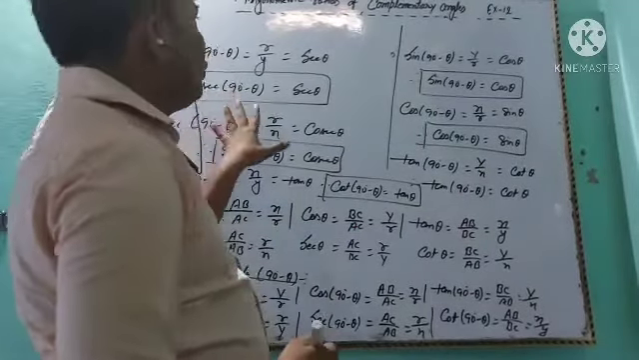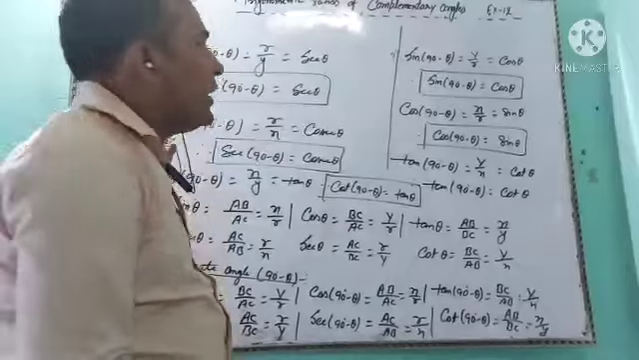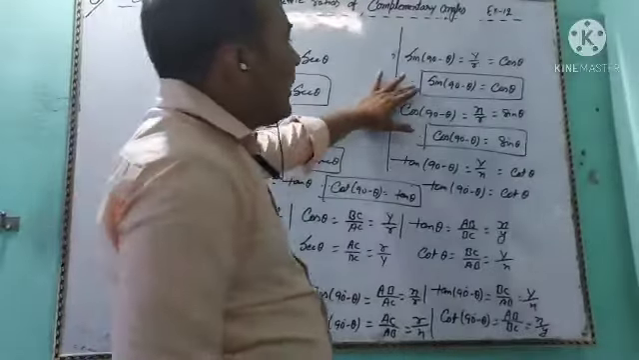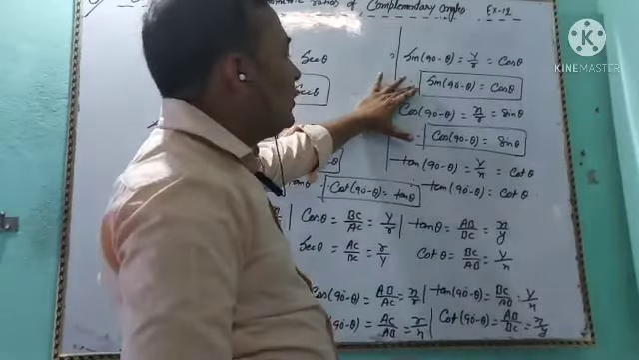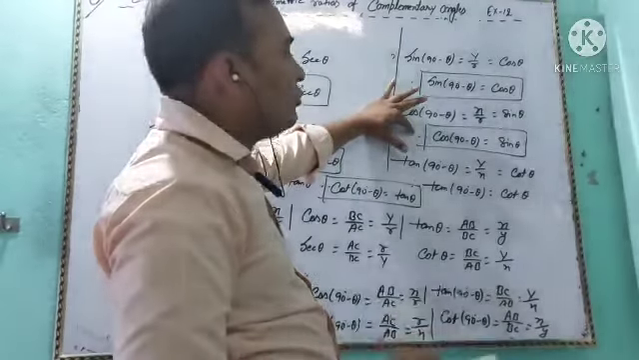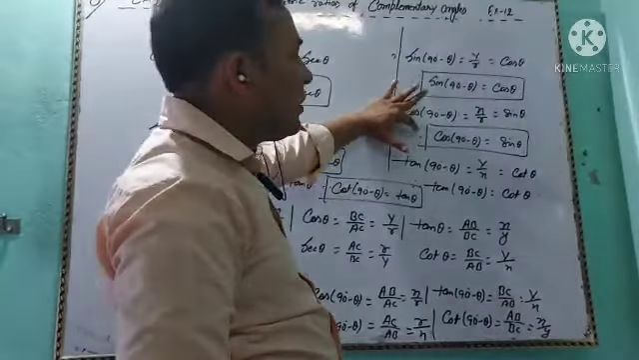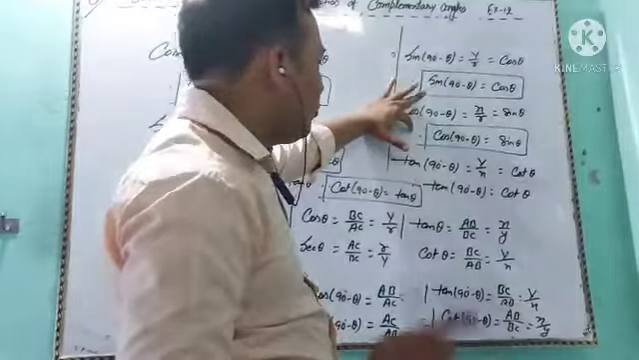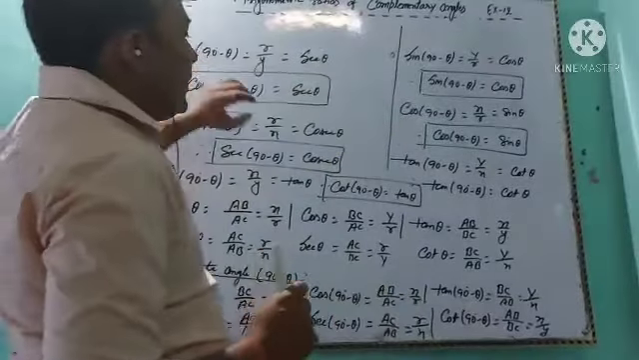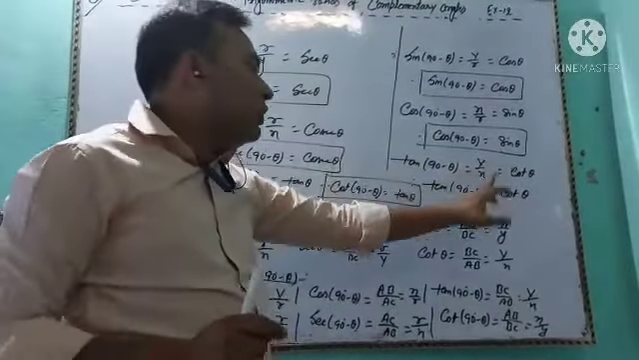Okay, so we have the trigonometric ratios of the complementary angles. So sin(90° − θ) is equal to cos θ. Cos(90° − θ) is equal to sin θ. Sin will change to cos, cos will change to sin. Okay, and tan(90° − θ) is equal to cot θ.